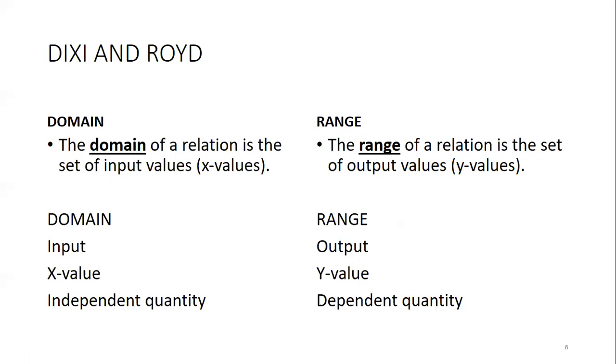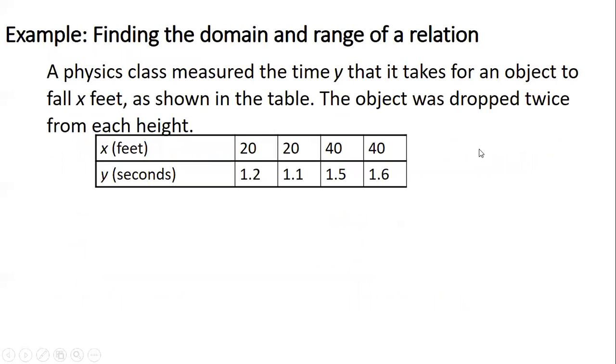I like to call them Dixie and Royd. I think of two old hound dogs sitting on a porch, don't know why, but those are their names, Dixie and Royd, okay? Domain and range, and it breaks down to their synonyms. So using two variable means that you have two sets of data that are compared to each other and related to each other.